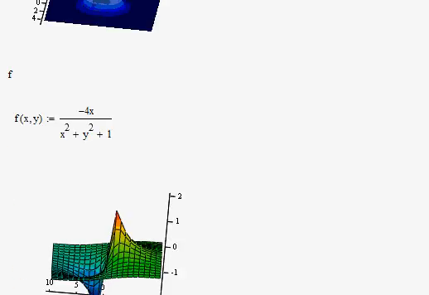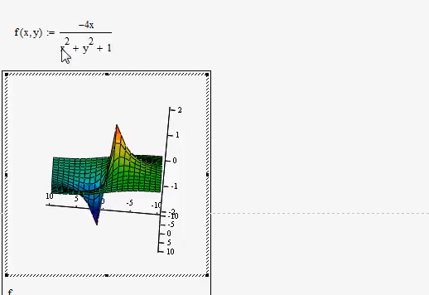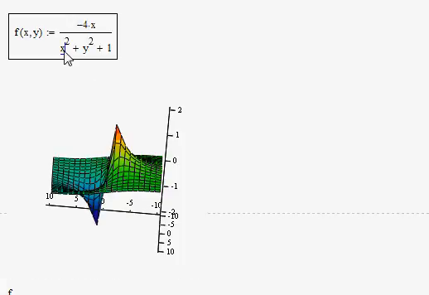Here's another one that's kind of interesting. It's f of x, y equals negative 4x over x squared plus y squared plus 1. Notice, since there's no issue with the denominator equaling 0, the domain of this is all real numbers. But I want you to notice something. If x was equal to negative 1 and y was equal to 0, we'd have negative 4 times negative 1, which is 4, over 1 plus 1. So 4 over 2, we would get a value of 2.